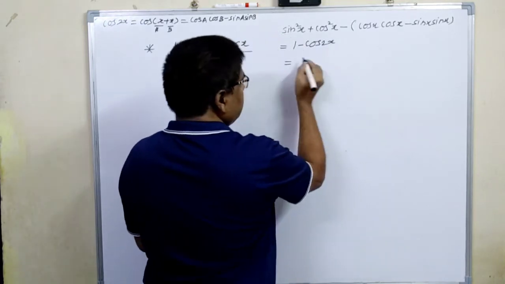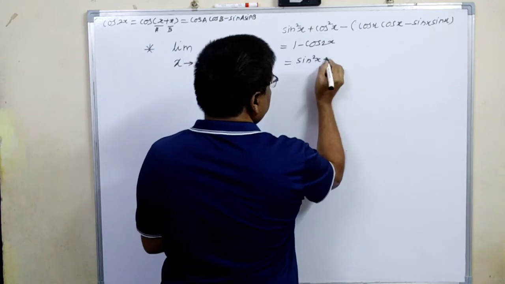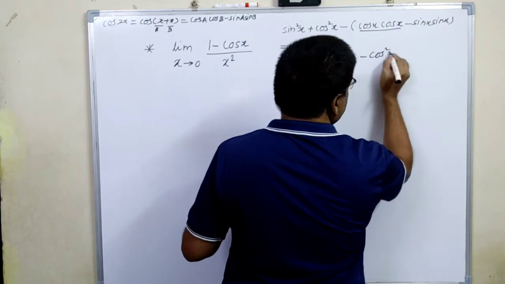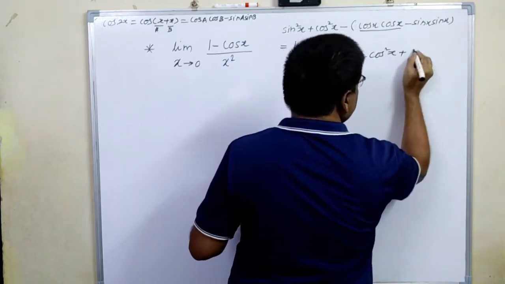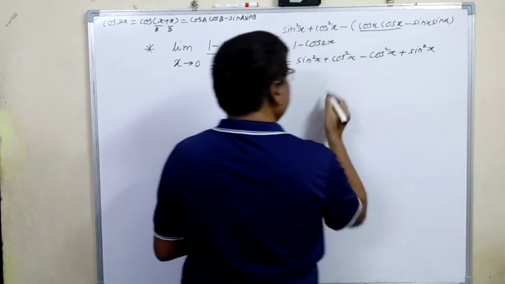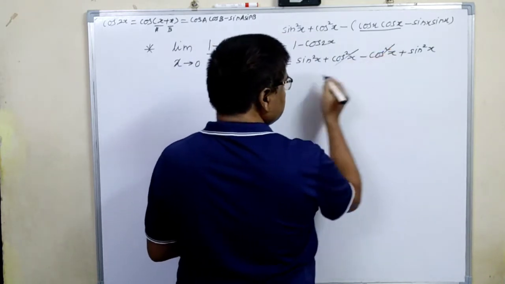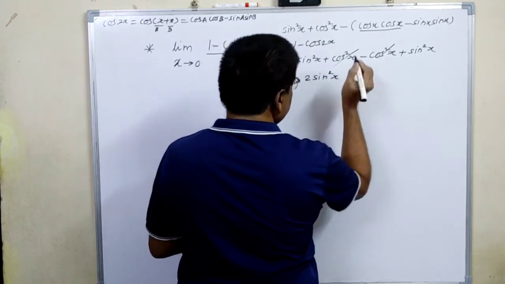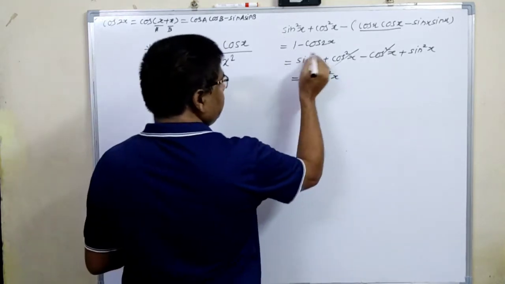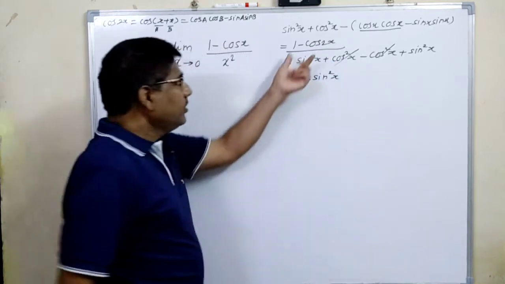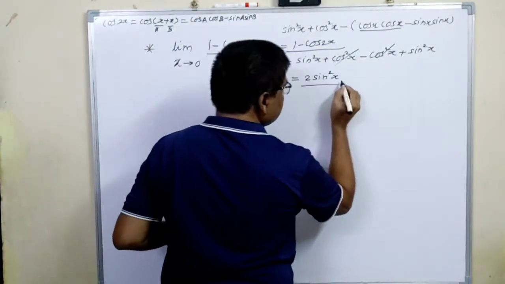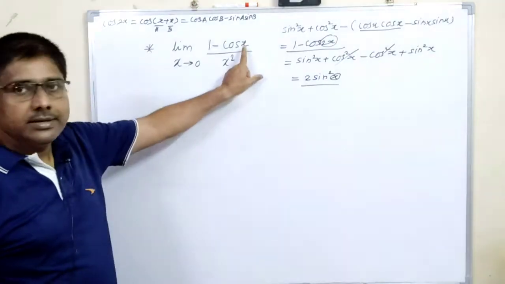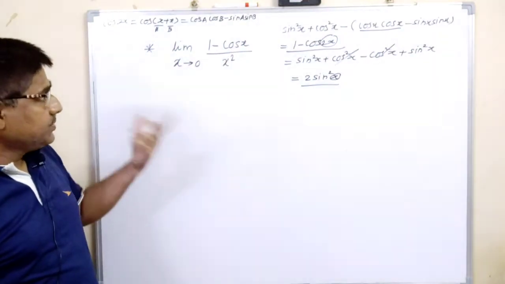Then sin square x plus cos square x minus cos square x plus sin square x. This plus cos square x and minus cos square x will get cancelled, and here we get 2 sin square x. See, for 1 minus cos 2x we are getting 2 sin square x. If the angle is 2x, then we are getting x. If the angle is x, then we will get x by 2.